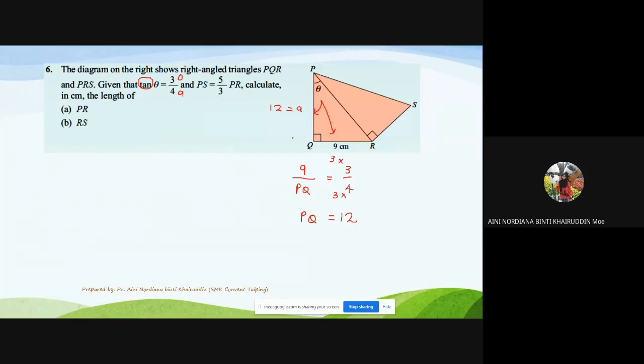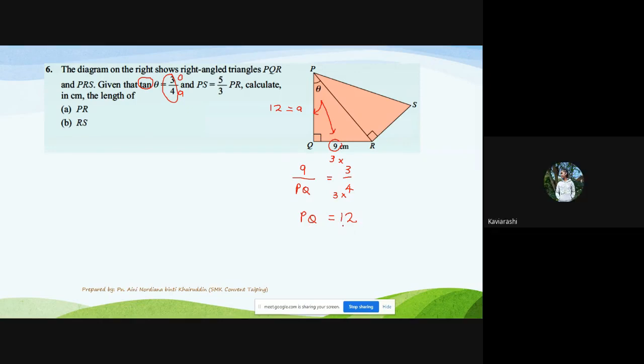Here given is tangent theta 3 over 4. So look at this data. The opposite is 9 and the adjacent is PQ, which you don't know. The length of PQ is unknown. So we can calculate PQ by using the same method just now. 9 over PQ equals 3 over 4, given here in the question. So I'll get PQ here. Okay tak?